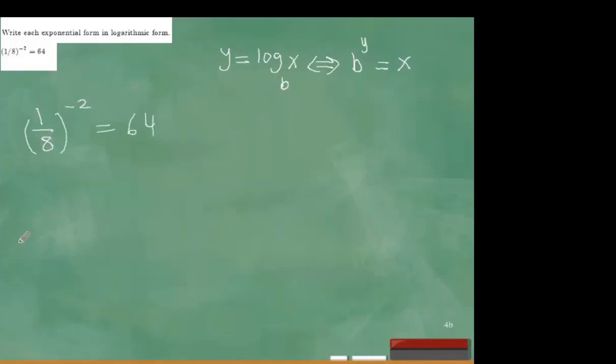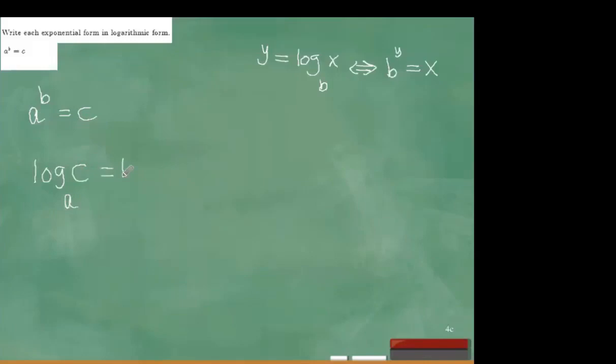We want to write exponential form in logarithmic form. Recall y is equal to log of x with the base b. That is the same as b to the power of y is equal to x. So here I have 1/8, that's my base, to the power of minus 2 is equal to 64. So I'm going to write this as log of, I know what my base is, right? I'm going to write that down, it's 1/8 here. My argument is the number to the right of the equal sign, which is 64, must be equal to -2.